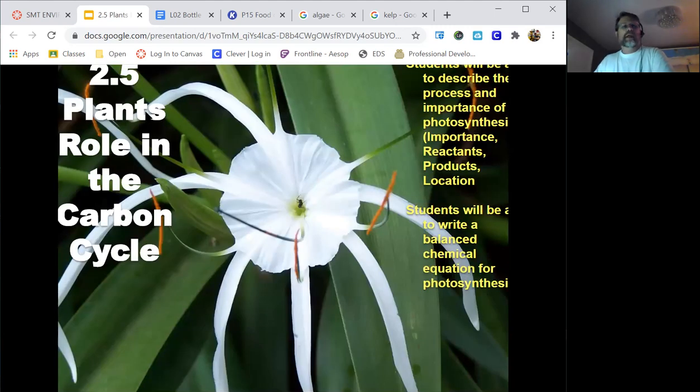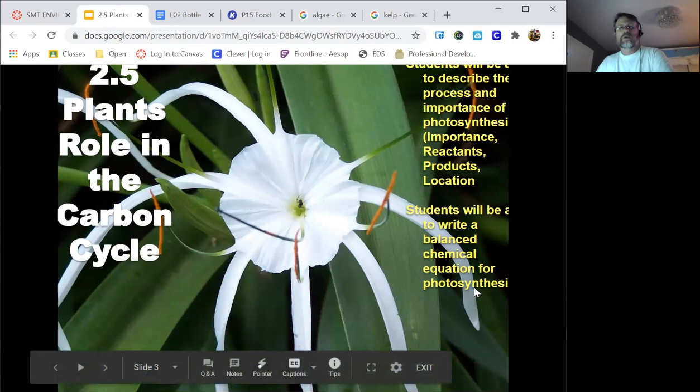So we were looking at plants' role in the carbon cycle and students being able to describe the process and importance of photosynthesis, and students being able to write a balanced chemical equation for photosynthesis. Obviously photosynthesis is going to be the word of the day.